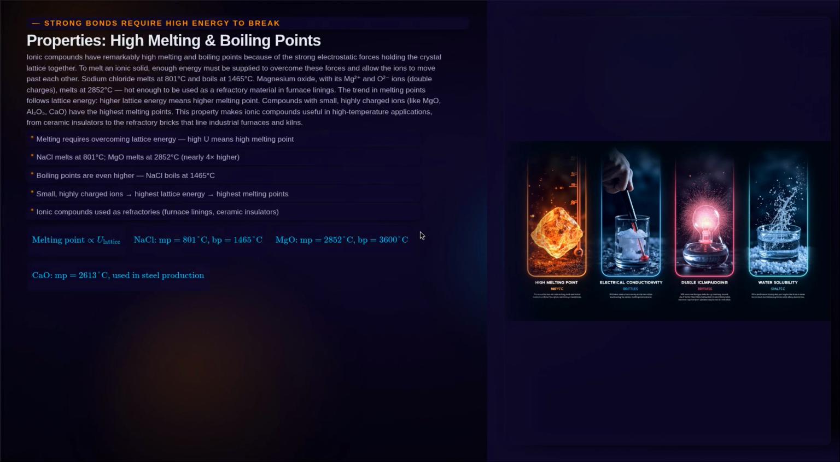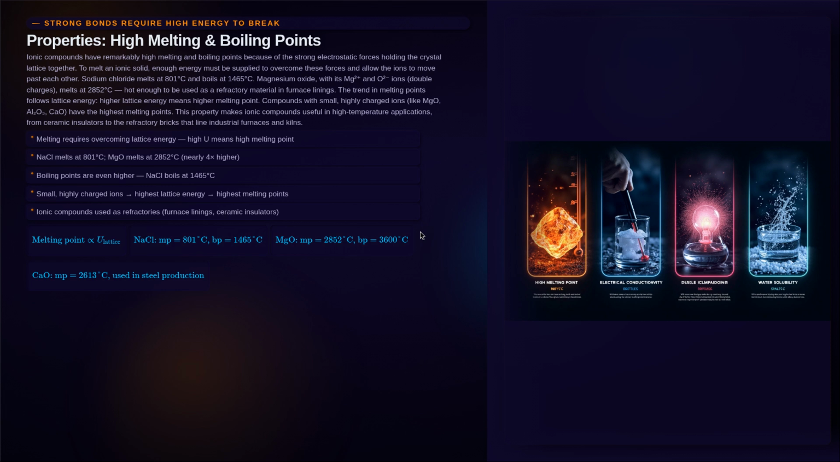Ionic compounds have remarkably high melting and boiling points because of the strong electrostatic forces holding the crystal lattice together. To melt an ionic solid, enough energy must be supplied to overcome these forces and allow the ions to move past each other. Sodium chloride melts at 801 degrees Celsius and boils at 1465 degrees. Magnesium oxide, with its double-charged magnesium and oxygen ions, melts at 2852 degrees Celsius, hot enough to be used as a refractory material in furnace linings.